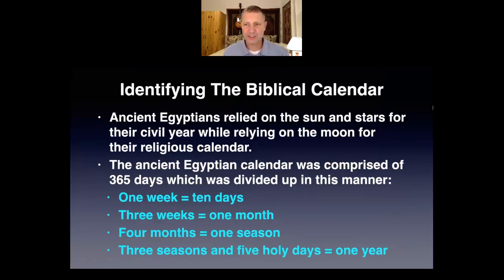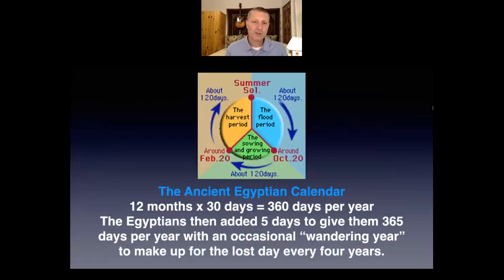Ancient Egyptians relied on the sun and stars for their civil year while relying on the moon for their religious calendar. The ancient Egyptian calendar was comprised of 365 days, which was divided up in the following manner. 1 week equaled 10 days, 3 weeks equaled 1 month, 4 months was 1 season, 3 seasons and 5 holy days was 1 year. So 12 months times 30 days is 360 days per year. The Egyptians then added 5 holy days to give them 365 days per year, with an occasional wandering year to make up for the lost day every 4 years, kind of like a leap year.